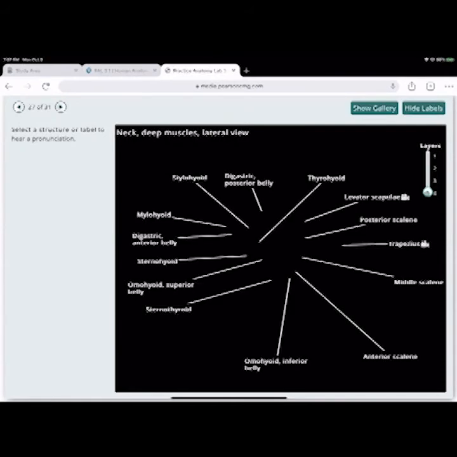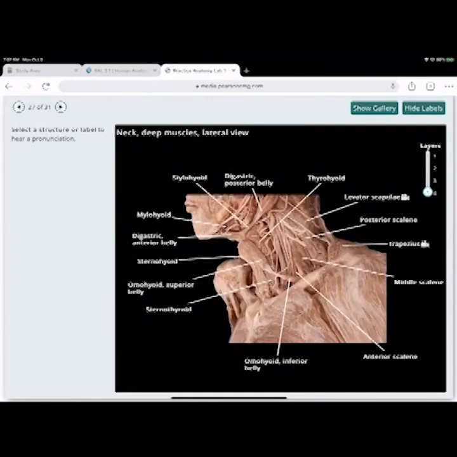All right, let that catch up. And let's start with the mylohyoid muscle. You can see where that runs right here. You can see your digastric. This is the anterior belly. This is the posterior belly. So anterior belly of the digastric, posterior belly of the digastric.